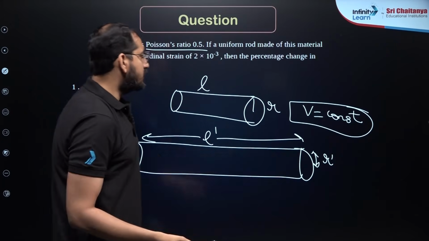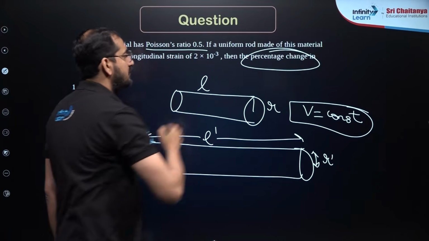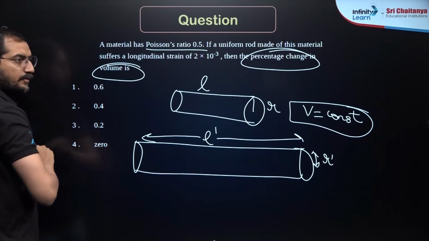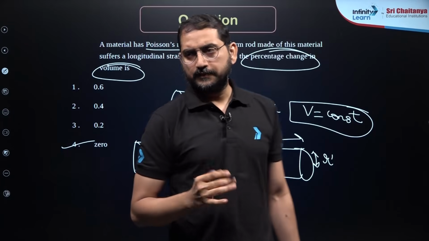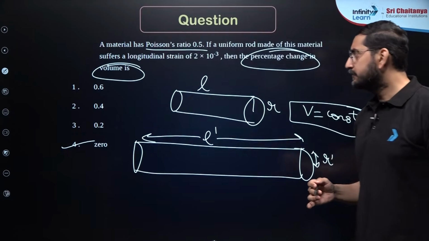If volume is constant, then how much will be the change in the volume? It's going to be 0, direct answer. Okay, very simple question. Let's go ahead.